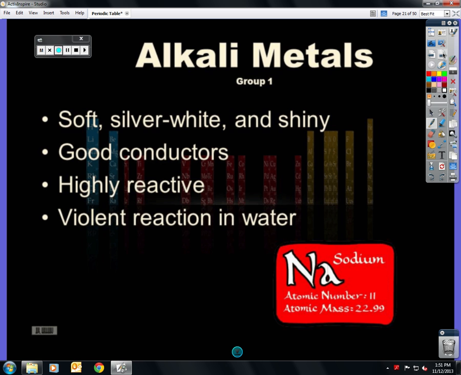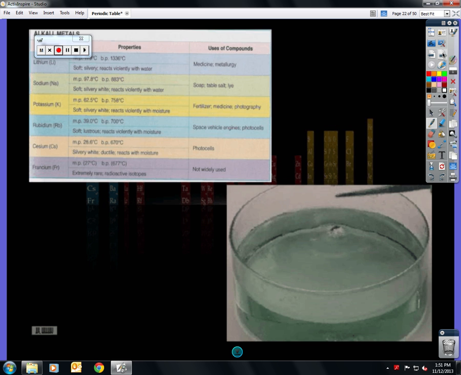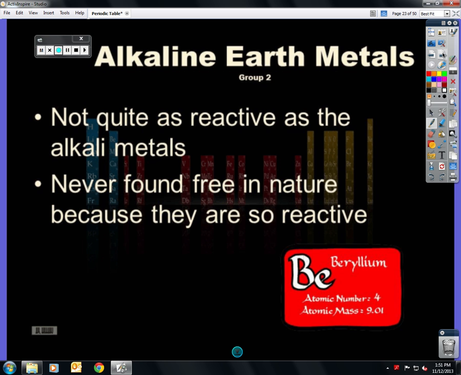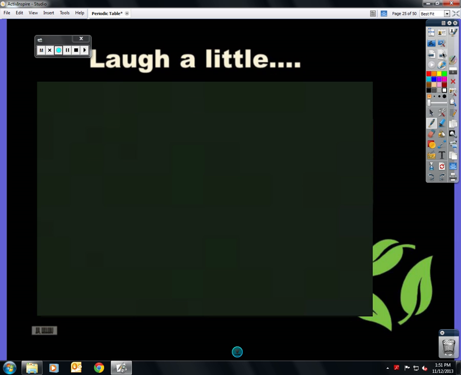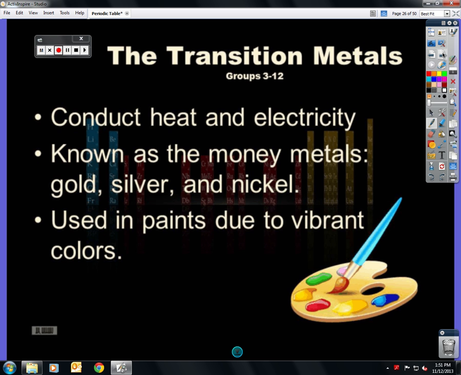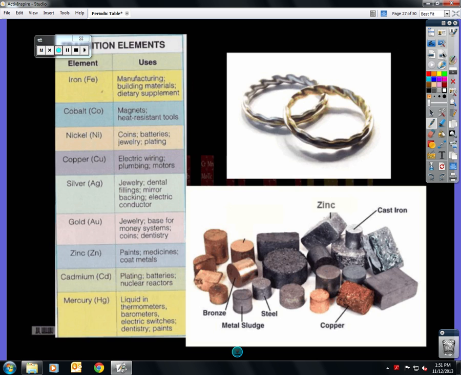All right, let's go through the families. Group 1, the alkali metals. Each one of those, and you saw that in the Brainiacs video, were violent when it reacted with water. The alkaline earth metals, just know that it's group 2. They're very reactive. In other words, they bond easily, but not as easily as the alkali metals. The transition metals are groups 3 through 12. This is going to have your money metals in there, your gold, silver, and nickel. They're used in paint. They do conduct heat and electricity.